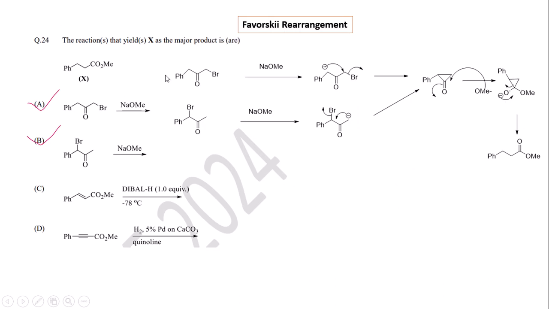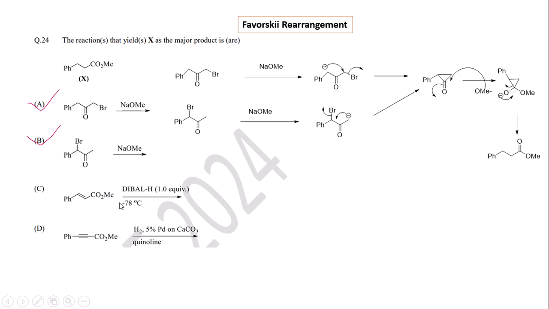Now this is an example of the Favorskii rearrangement problem. The reaction: the yield of X as the major product is or are. X can be formed by the Favorskii rearrangement in presence of sodium methoxide. At first the carbanion is formed, and then this carbanion produces the cyclopropanone intermediate, and both substrates produce the cyclic ketone intermediate, that is the cyclopropanone intermediate, which can break to produce the desired product. So option A, B is the correct option.